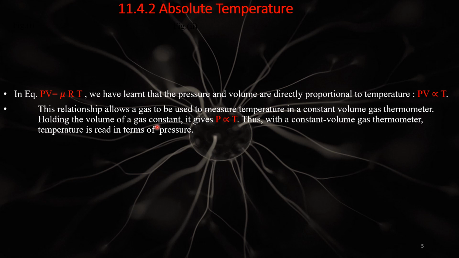This relationship allows a gas to be used to measure temperature in a constant volume gas thermometer. So the thermometer using the gas is a constant volume gas thermometer. Holding the volume of a gas constant, the pressure P is directly proportional to T, that is temperature. Thus, with a constant volume gas thermometer, temperature is read in terms of pressure.